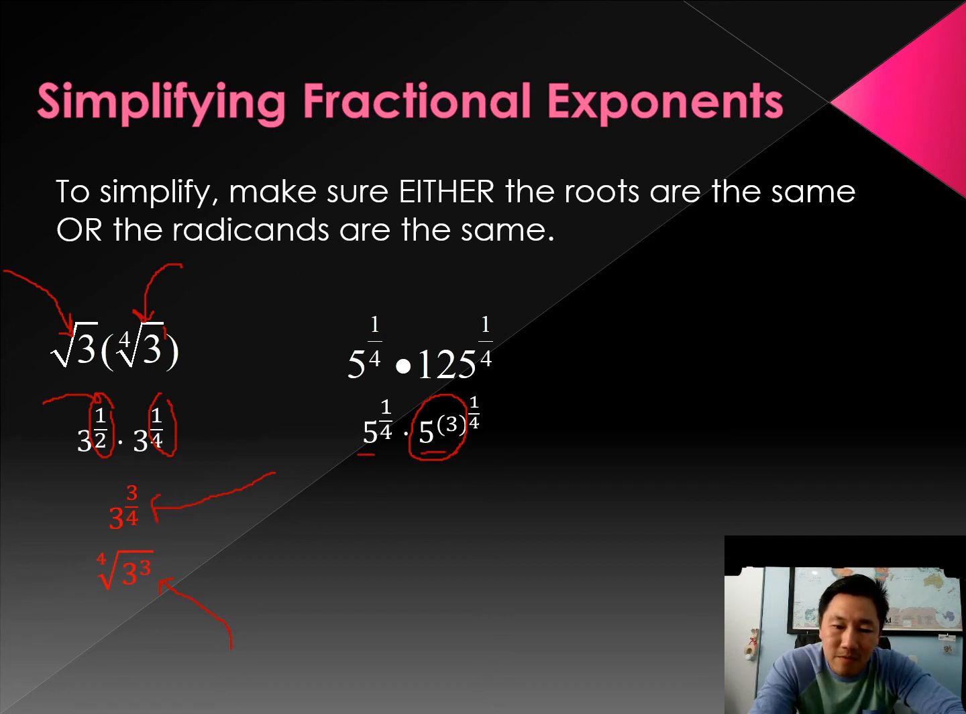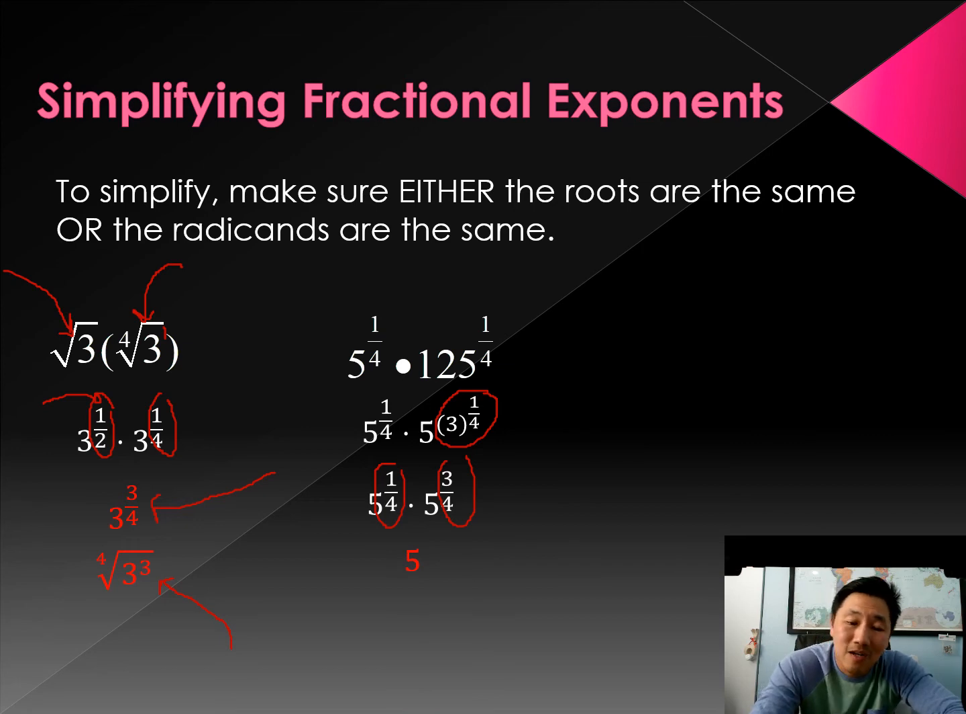To simplify this, let's go ahead and evaluate these exponents first together. Remember, when you have an exponent on top of an exponent, you multiply them together. So that's 3 times 1/4. And then now we can just add these two exponents. It looks like they have the same denominator. Add them together, you get 4/4, which is 1. So 5 to the 1 power. It's just 5.